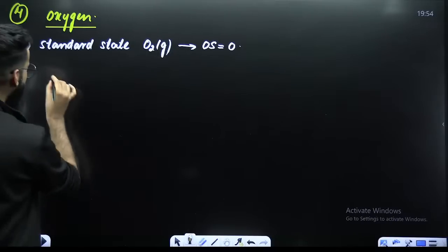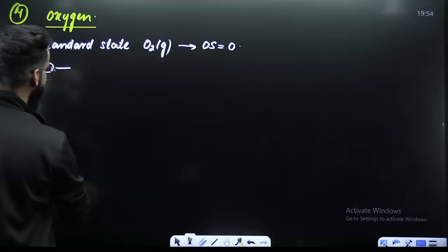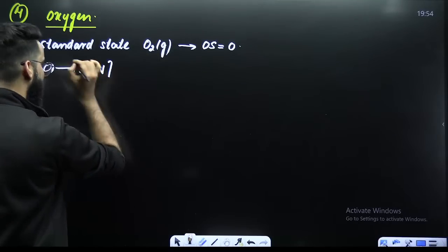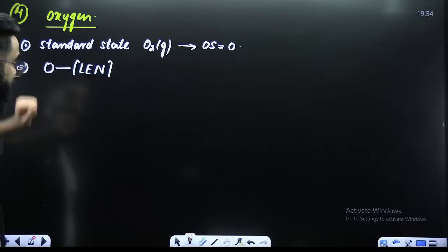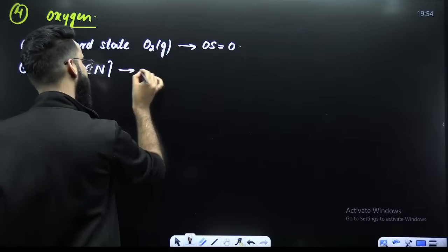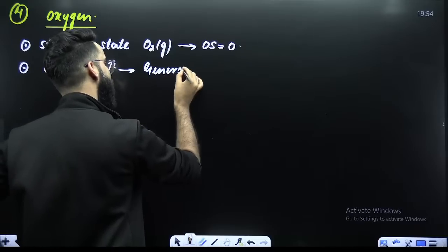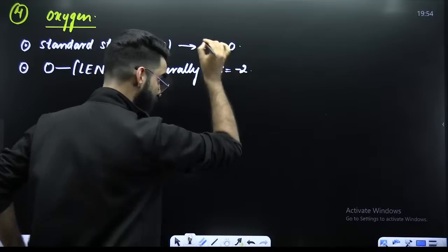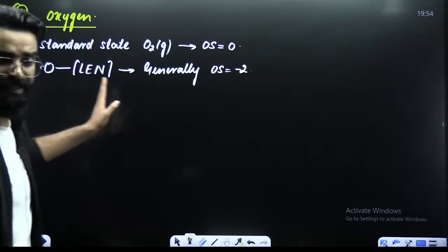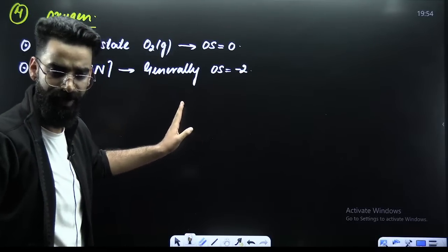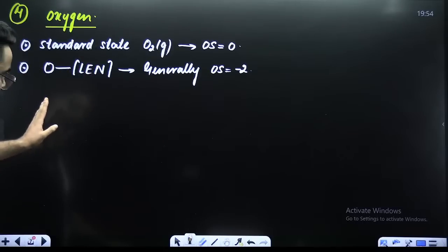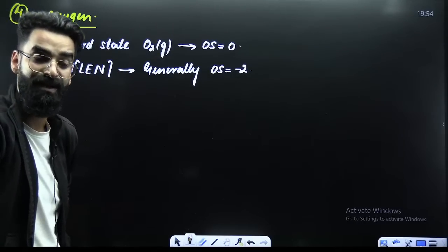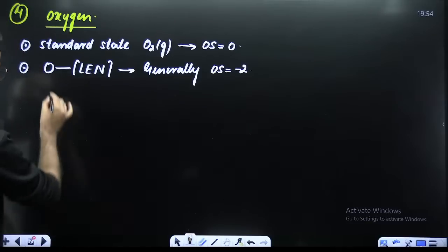My dear students, whenever you see oxygen attached to less electronegative element than itself, generally it's going to show the oxidation state of -2. Whenever you see oxygen attached to less electronegative element than itself, generally the oxidation state of oxygen will be taken as -2. You can take a lot of examples here in the second case.